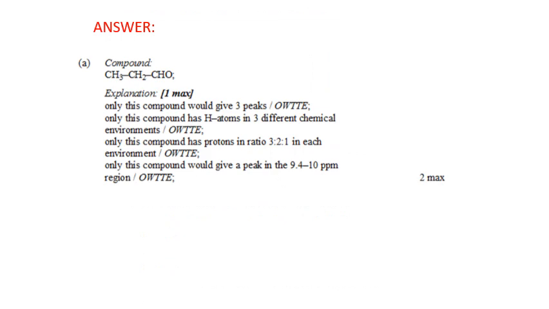So what you should have got was that the compound was CH3CH2CHO, so it's propanal. Only this compound would give 3 peaks because there are 3 different chemical environments. Only this compound has hydrogen atoms in 3 different chemical environments, only this compound has protons in the ratio of 3:2:1, and only this compound will have a peak in the 9.4 to 10 ppm region for the hydrogen attached to the carbon which is attached to the oxygen, the aldehyde.